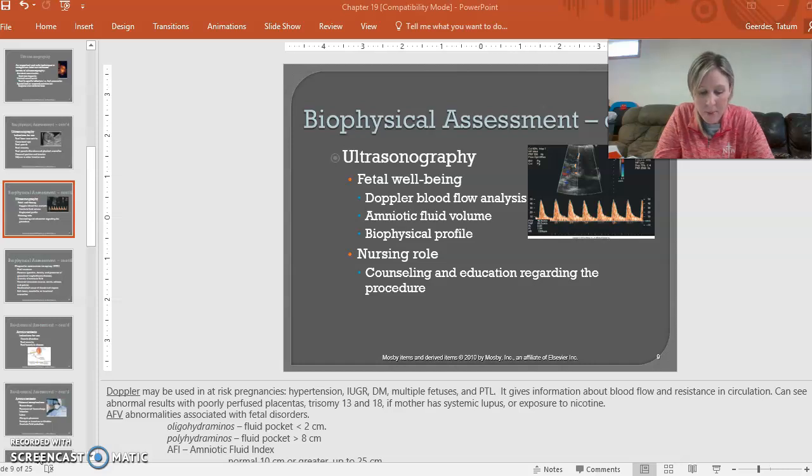Basically, we can see abnormal results in poorly perfused placentas, in genetic disorders such as trisomy 13 and 18, from autoimmune disorders like lupus, and also from exposure to nicotine. We also look at the amniotic fluid volume because that can tell us a lot about fetal disorders as well. So there are a few terms that are going to be new. They are in your book, and they're also on the notes section of this PowerPoint.